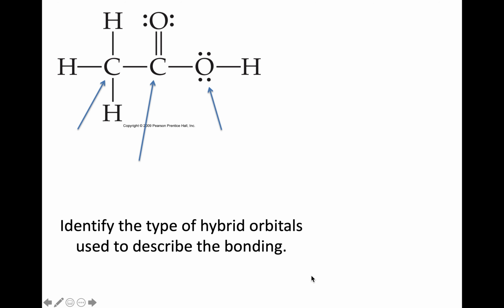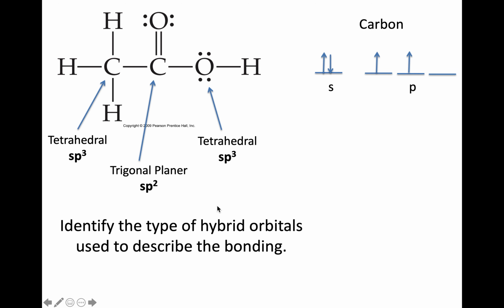So for all of these, the important first step is we need to identify what the geometry is so we can identify the hybrid orbitals that we would be using. In this case, if it's tetrahedral, it's sp3. If it's trigonal planar, it's sp2. Notice carbon, in one case it's sp3, in one case it's sp2.